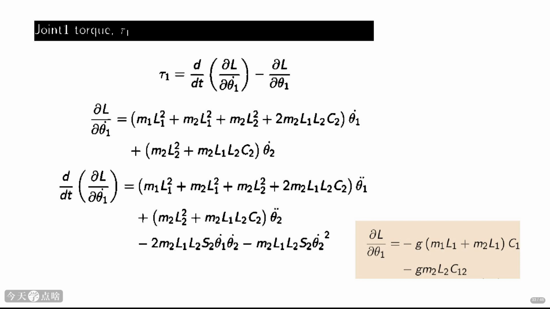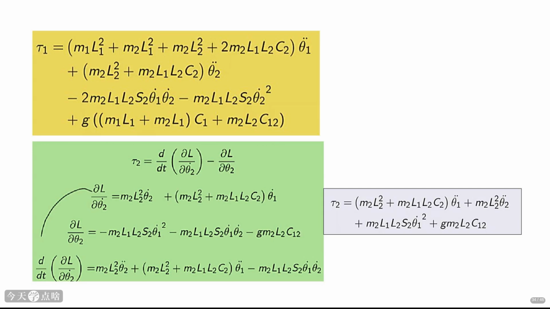Calculating these derivatives involves applying the product rule carefully, especially with the trigonometric terms. The results are shown here. Putting it all together for τ1, we take the time derivative of the first partial derivative of L with respect to θ1 dot, which involves differentiating terms like θ1 dot and θ2 dot, and subtract the second partial derivative of L with respect to θ1.